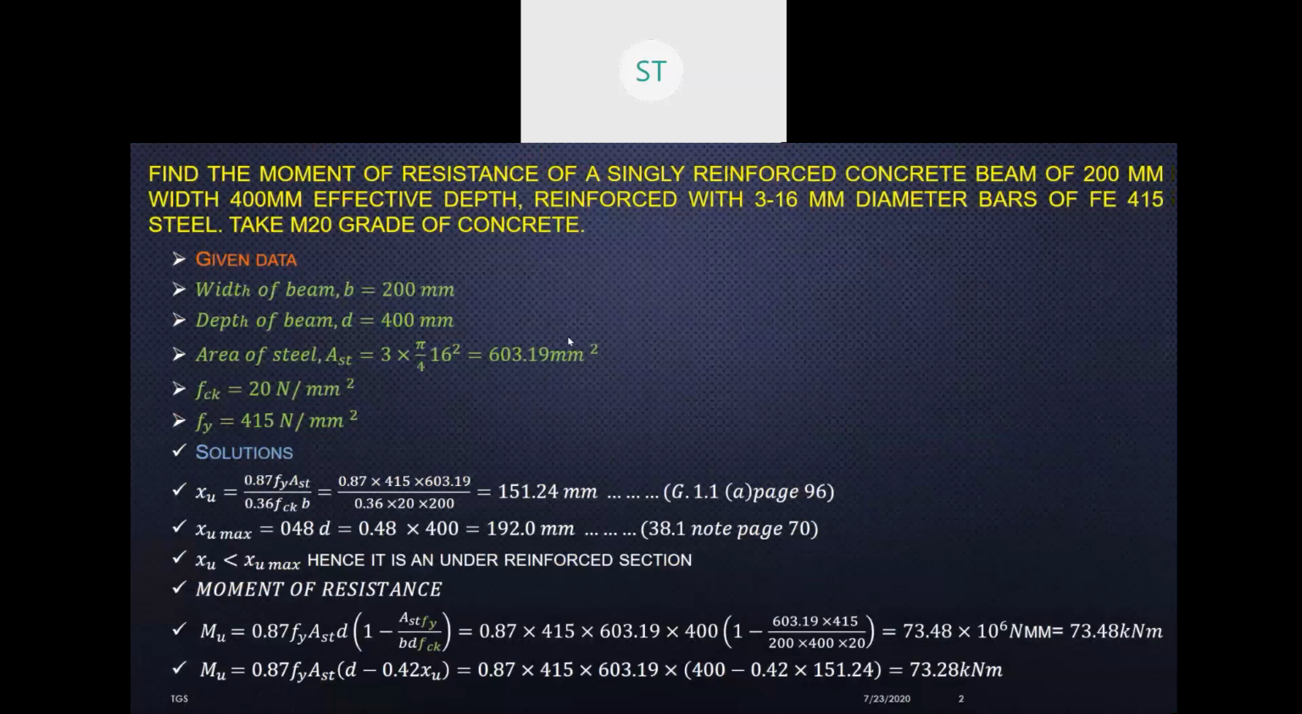First problem is: find the moment of resistance of a singly reinforced beam of 200 millimeter width and 400 millimeter effective depth, reinforced with 3-16 mm bars of Fe 415 steel. Take M20 grade of concrete. First we have to write the given data.